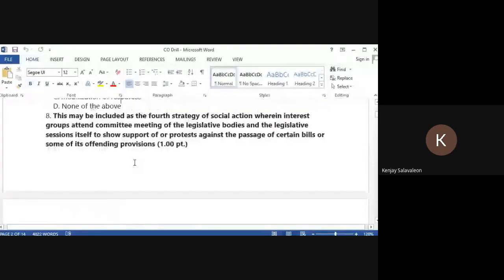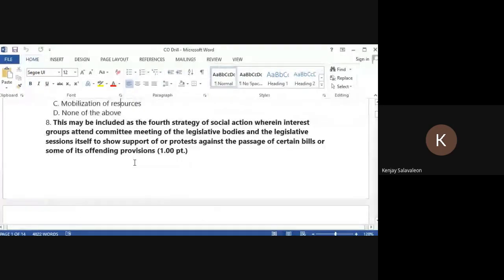Number 8. This may be included as a fourth strategy of social action wherein interest groups attend committee meeting of the legislative bodies and legislative sessions itself to show support of or protest against passage of certain bills or some of its offending provisions. So we are looking at social action as a model.